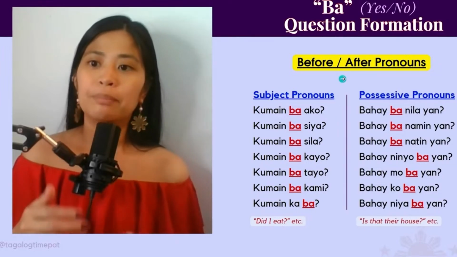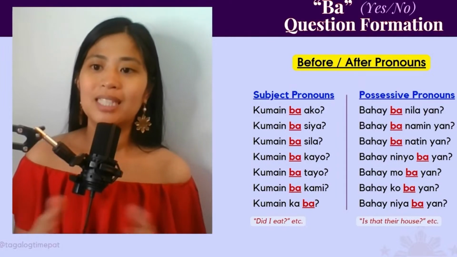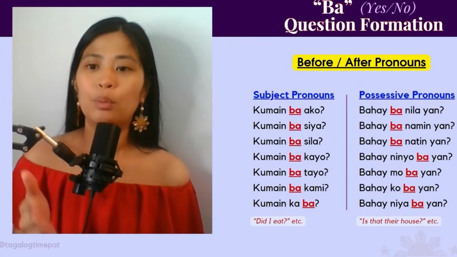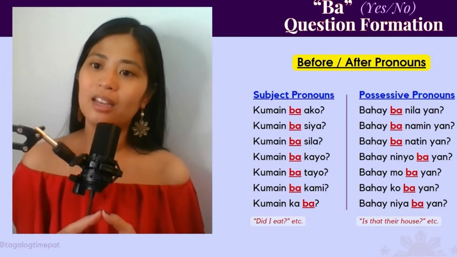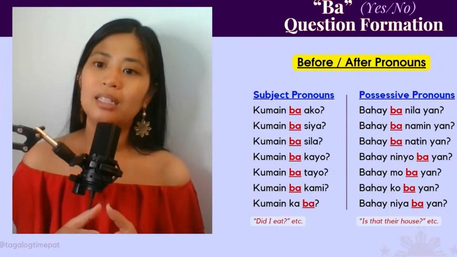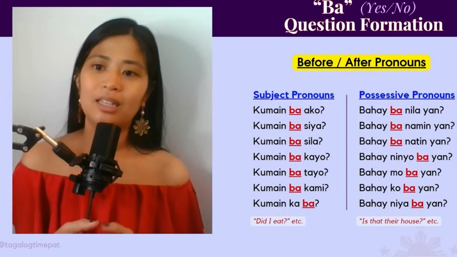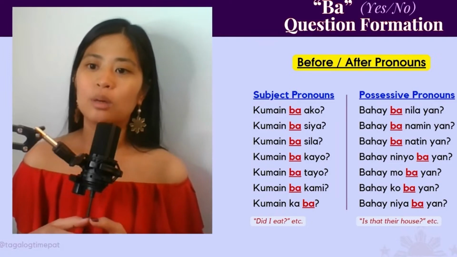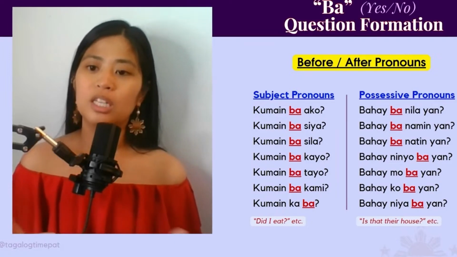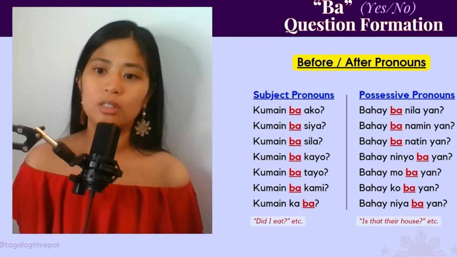Now let's take a look at possessive pronouns. So bahay nila yan, that means that is their house. But when you add ba, it turns it into a question. Bahay ba nila yan? Is that their house? So it's going before. Next, bahay ba namin yan? Is that our house? Or bahay ba natin yan? Our house inclusive. So those three examples, ba is going first.